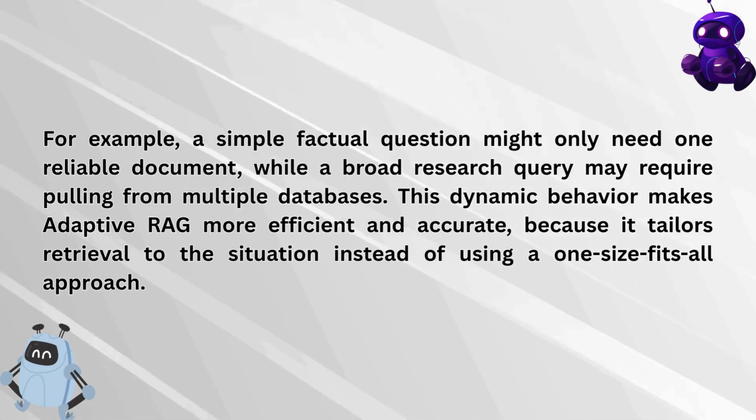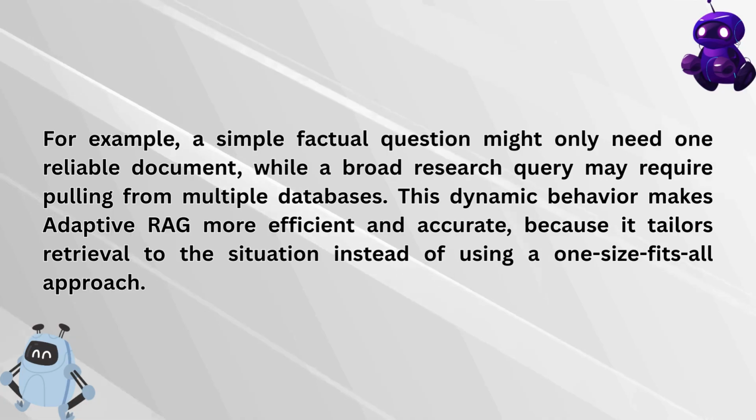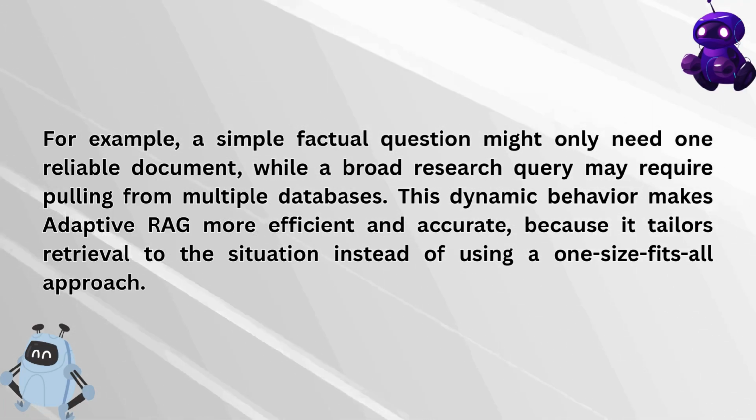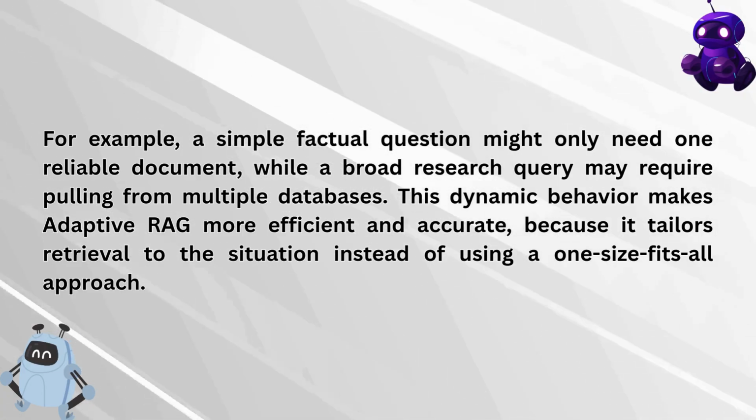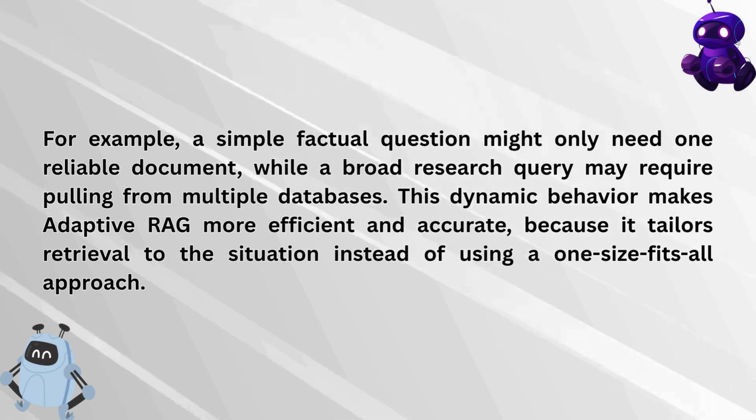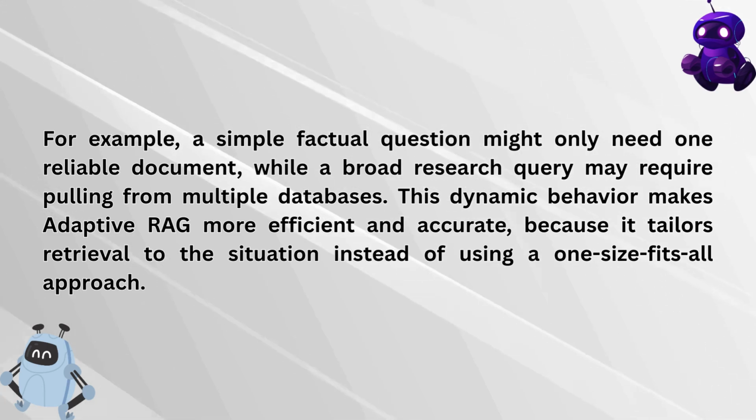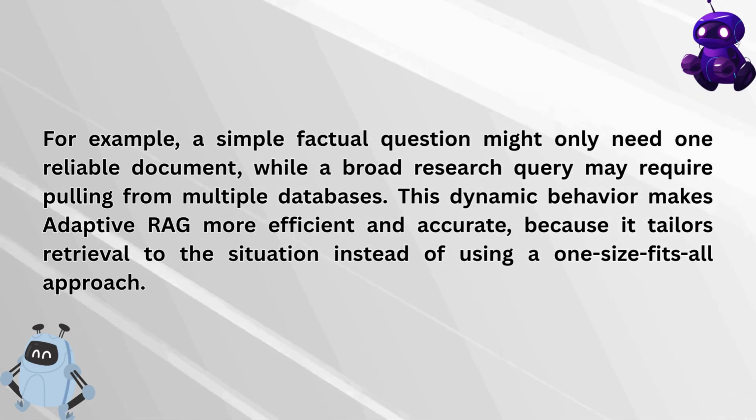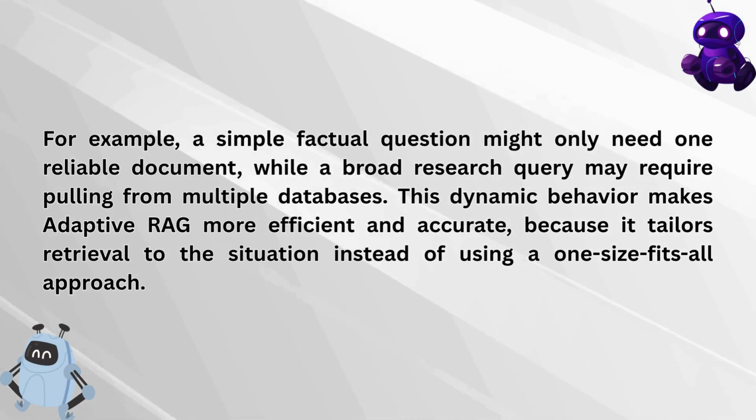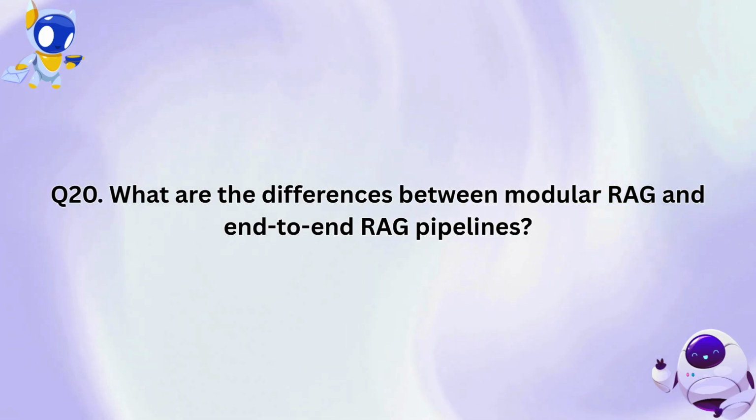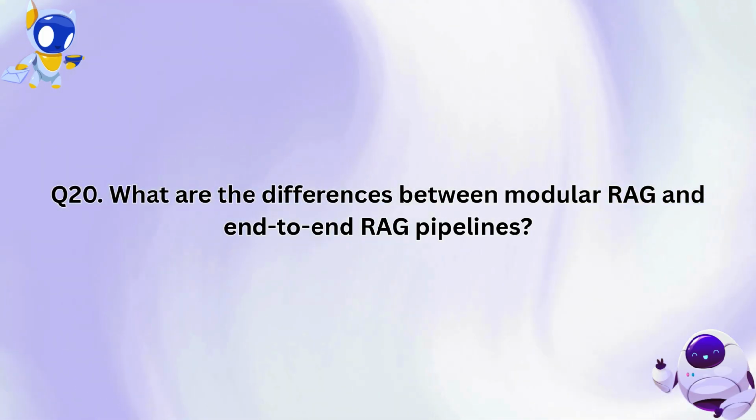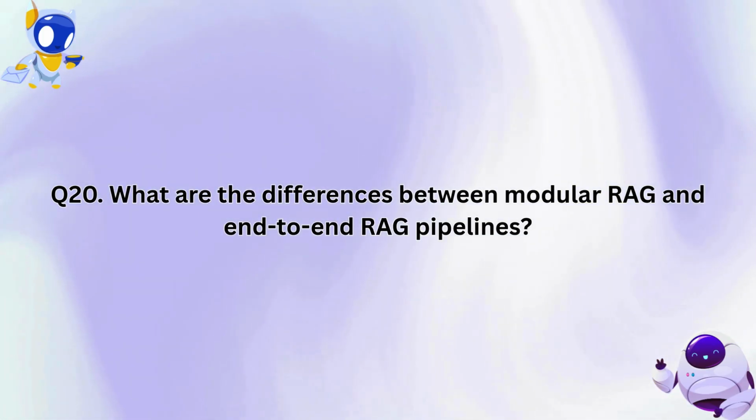For example, a simple factual question might only need one reliable document, while a broad research query may require pulling from multiple databases. This dynamic behavior makes adaptive RAG more efficient and accurate because it tailors retrieval to the situation instead of using a one-size-fits-all approach.